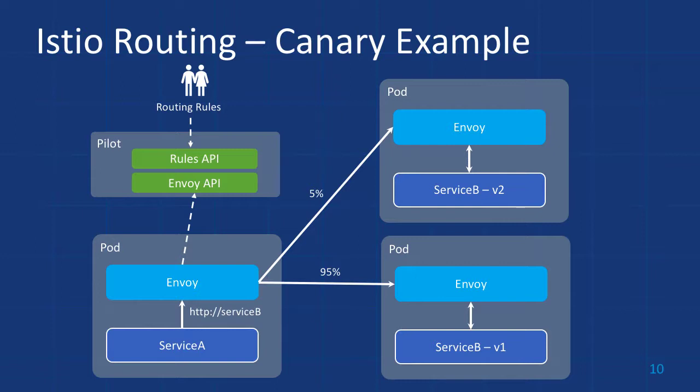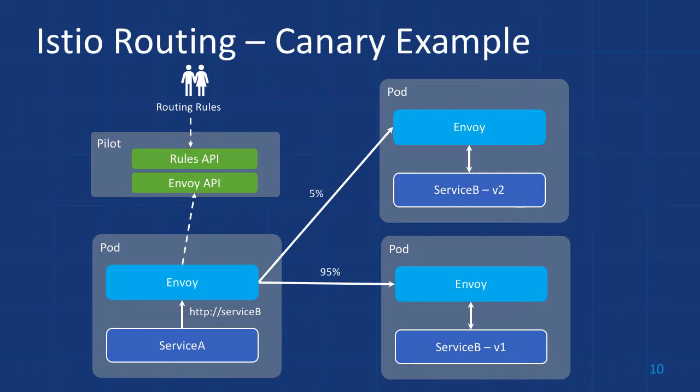So we sent the routing rules down through the rules API and in the Envoy API. Each of our pods was able to talk to the Envoy API. So when service A is going to http://service B, that Envoy proxy knows that I've told it that I want 5% of my traffic to go to version 2 and 95% of my traffic to go to version 1. This is kind of your vanilla canary example where you may want to try out a very small bit of the traffic that you have on a new feature just to make sure it works properly.